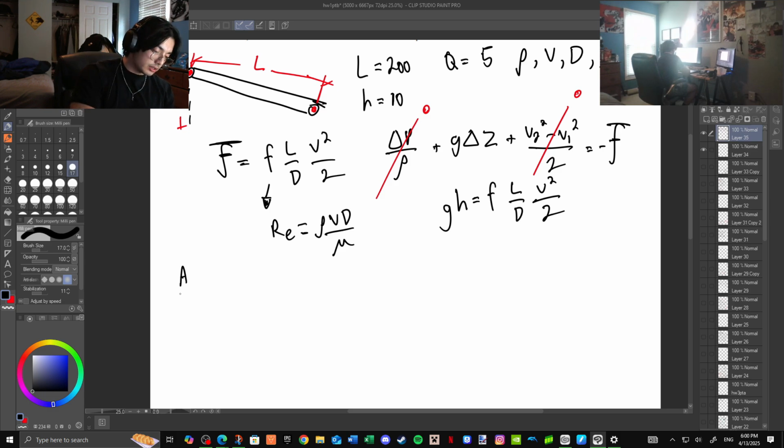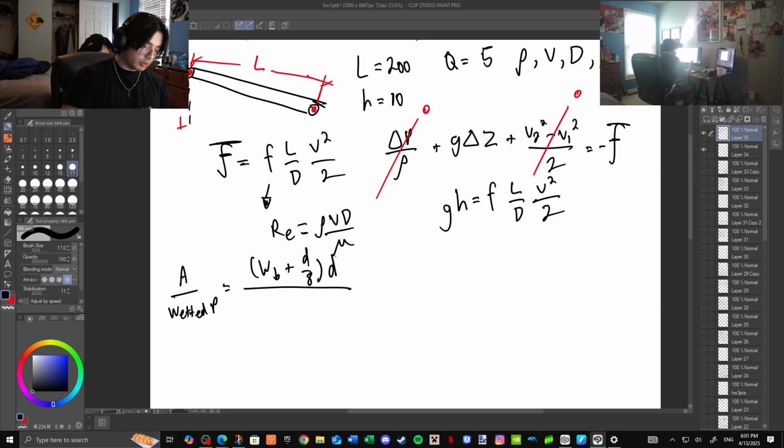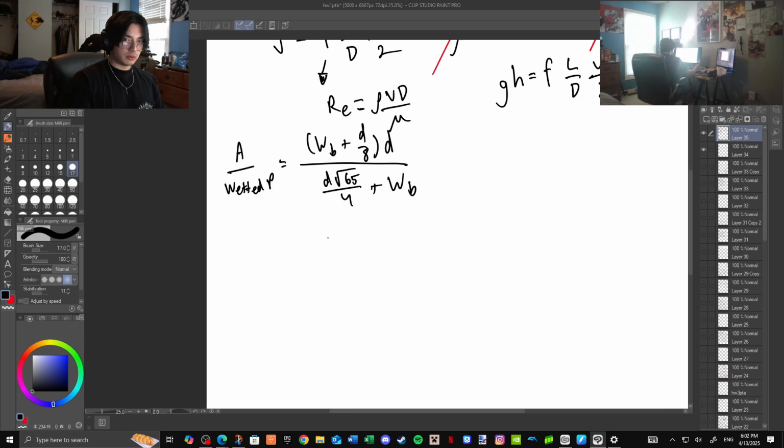In a previous class, we discussed that hydraulic radius is just the area over the wetted perimeter. Area would be W B plus D over 8 times this by D. The wetted perimeter would be D times this by the square root of 65 over 4 plus the width at the bottom. So how do we find the diameter for this?